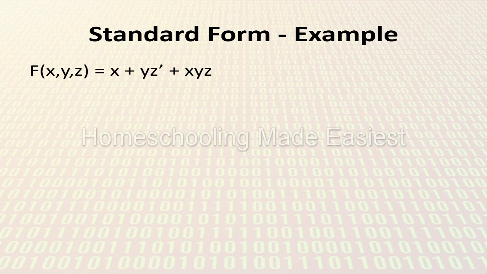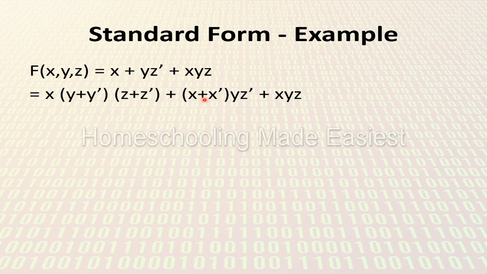If we look at this, there are three terms. In the first term, only x is present, so the variables y and z are not present. In the second term, only y and z are present, so x is missing here. And the third term is complete. So we will work around the first and the second terms. The third term will remain as it is. Okay, let's start.